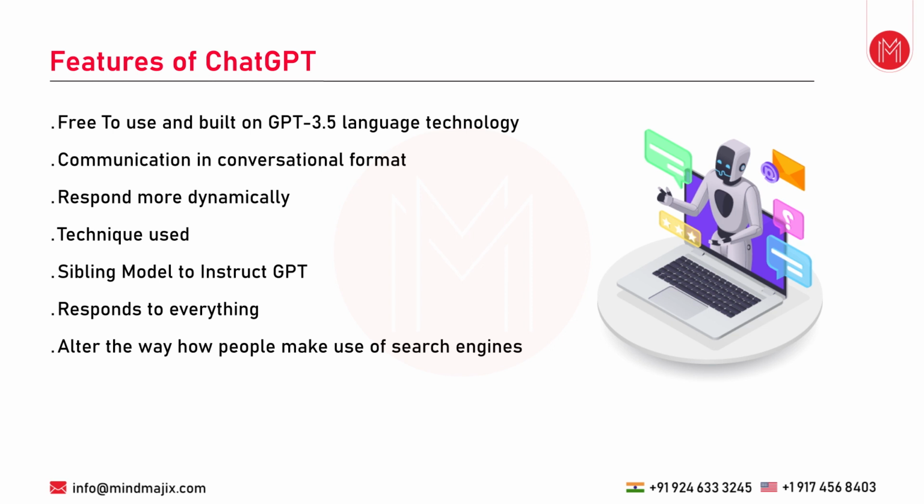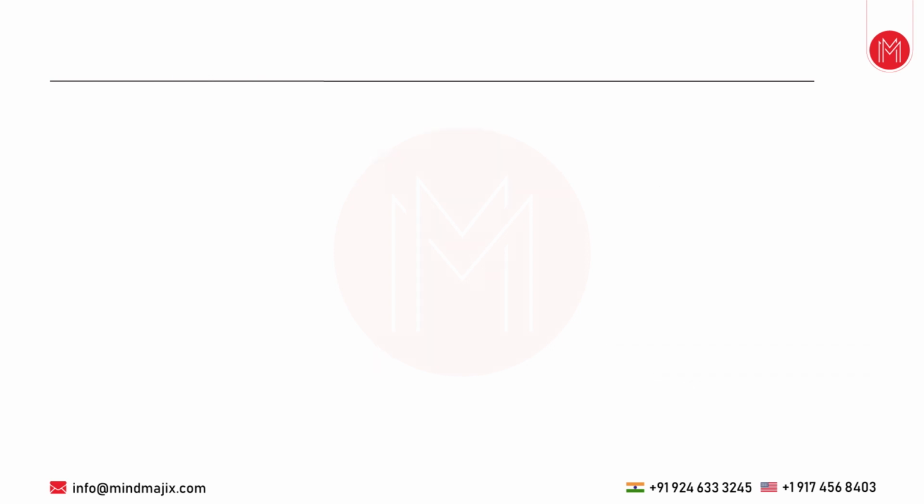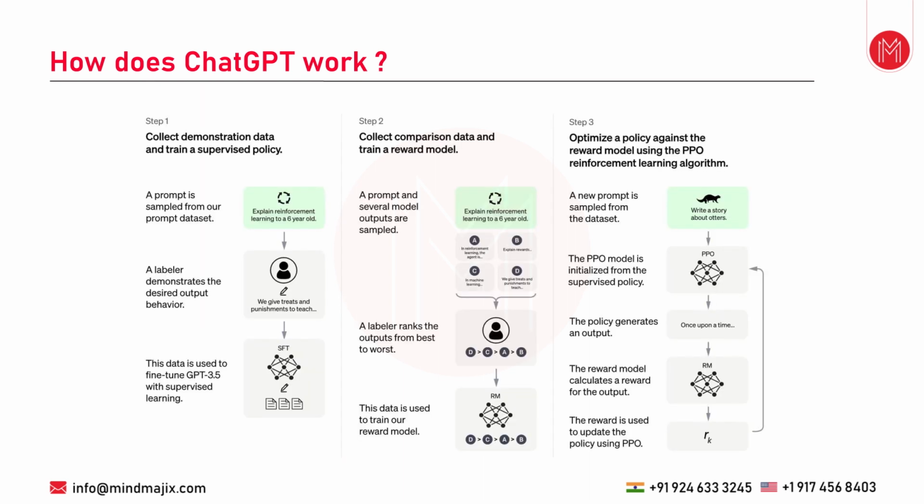So guys, these were some of the features of ChatGPT. So guys, the next important point that we are going to discuss is how exactly does ChatGPT work? So guys, you can see the diagram that is present on your screen right now. So these are the steps in which ChatGPT works. So basically there are 3 steps.